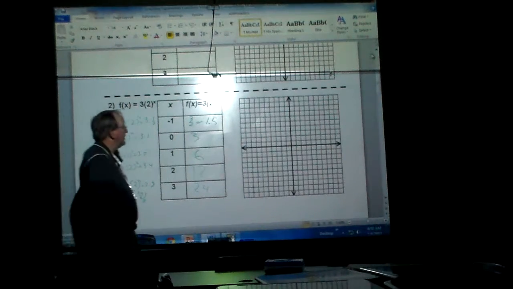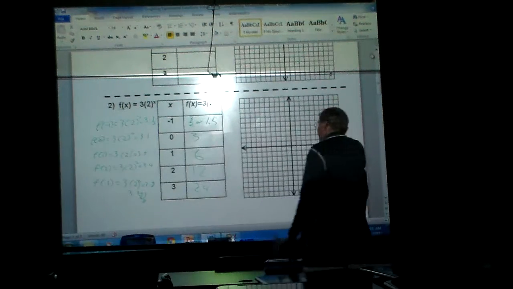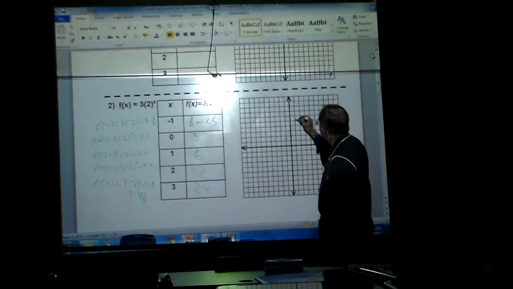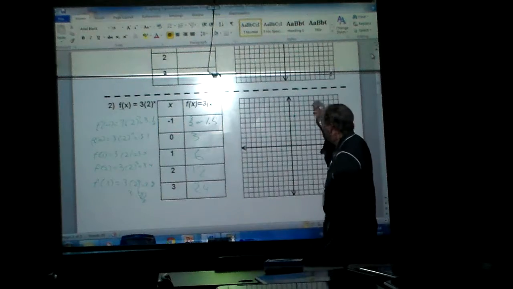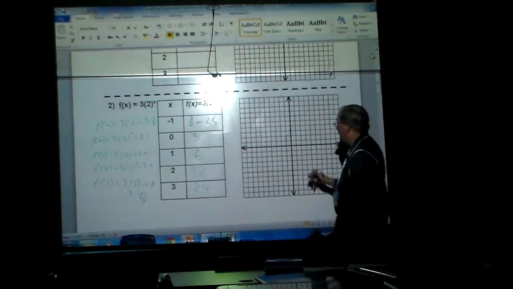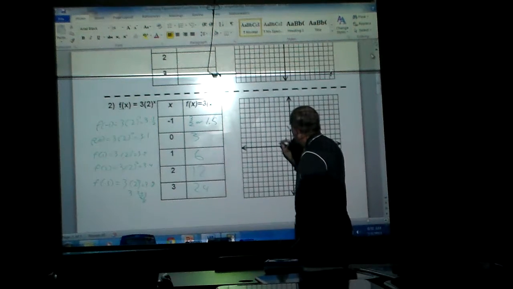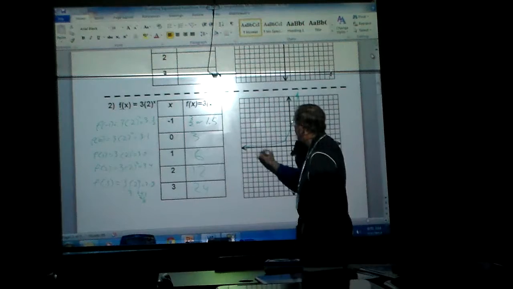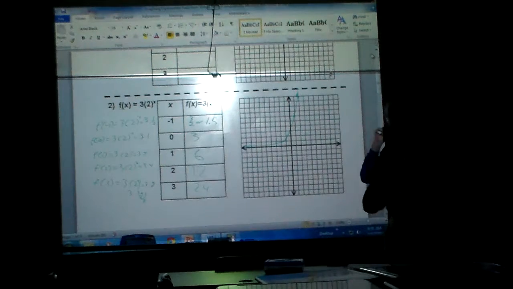So when I go to graph this, we'll have a point at -1, 1.5, at 0, 3, at 1, 6. And 12 would be up here, and 24 would be way up there. And this is going to approach very close to 0. If you look at the negative values for x, it's going to look something like that for this graph. Very similar to our other graph.